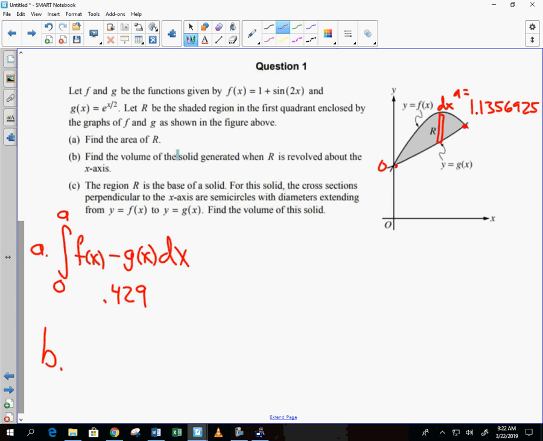We're going to do it together. Find the volume of the solid generated when R is revolved around the x-axis. I'm going to take this guy and revolve it around the x-axis. What's going to happen when I revolve it around the x-axis? I'm going to get a washer.